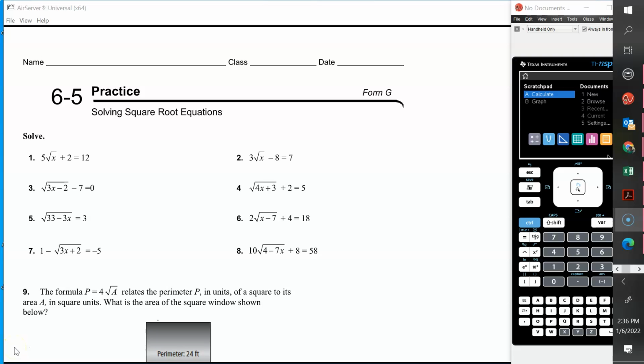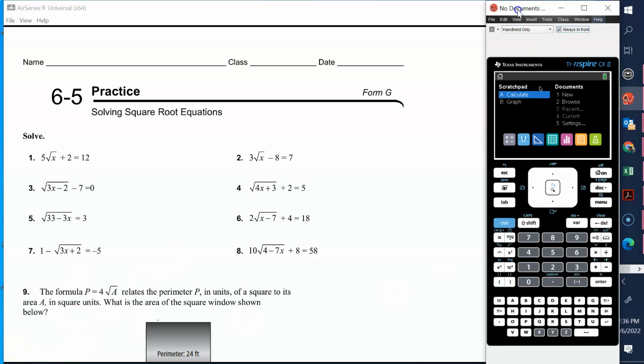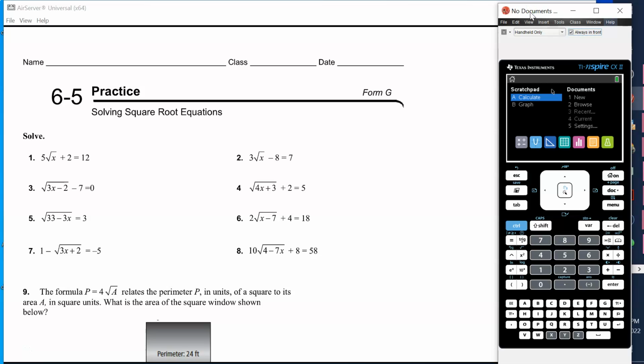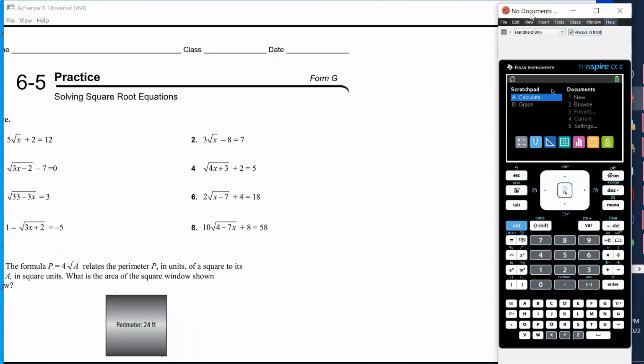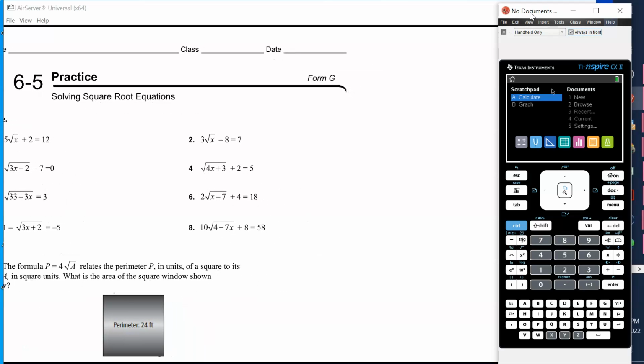I'm going to be doing practice 6.5, and I'm going to go ahead and give you the examples. Number 2, we're solving the square root. So we have 3 times the square root of x minus 8 equals 7. So the first step is to add 8. So you have 3 square root of x equals 15. Divide by 3. So the square root of x equals 5.